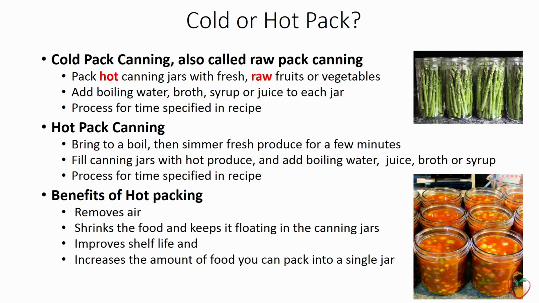Hot pack canning, you bring the water to a boil and then you simmer your fresh produce for a few minutes. Fill the canning jars with hot produce and add boiling water, juice, broth, or syrup. Process for the specified time in your recipe. The benefits of hot pack canning: it removes the air, it shrinks the food and keeps it from floating in the jars. It improves the shelf life and it increases the amount of food you can pack into a single jar.